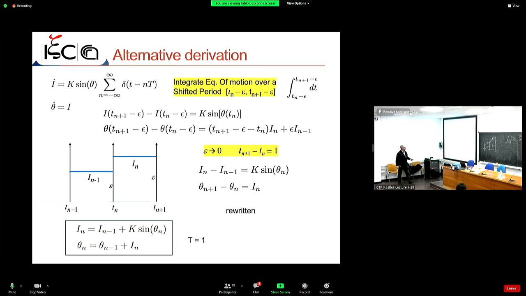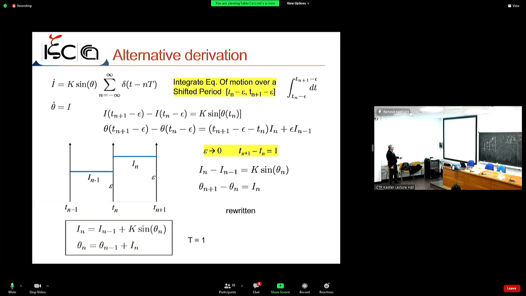I integrate your equation of motion over a period, but due to the fact that I have a delta, I shift this period by an epsilon, a very small epsilon that will go to zero. If I integrate over this period, I arrive at this simple equation. Consider that the action is constant, so you only have to compute the area of these rectangles. This is the interval of time, and this is the height of the rectangle.